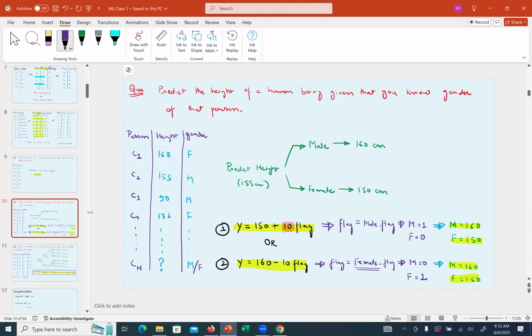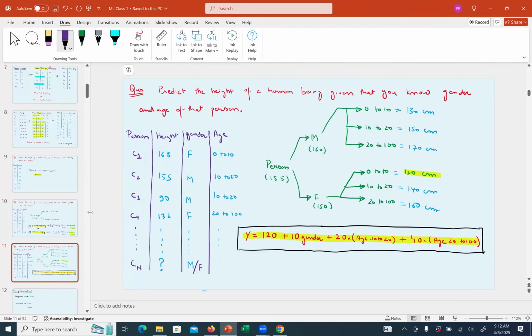Moving on to the next part. Now here, I had one more variable. So we are saying that we are not limited to knowing only the gender of the person. Now let's say we know the age of the person as well, right? So what will my prediction look like? The prediction will look like this.